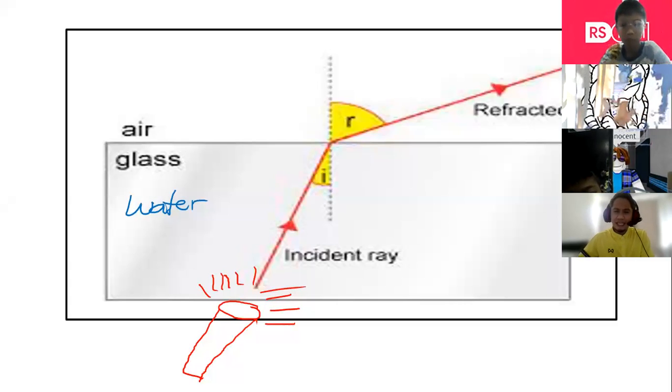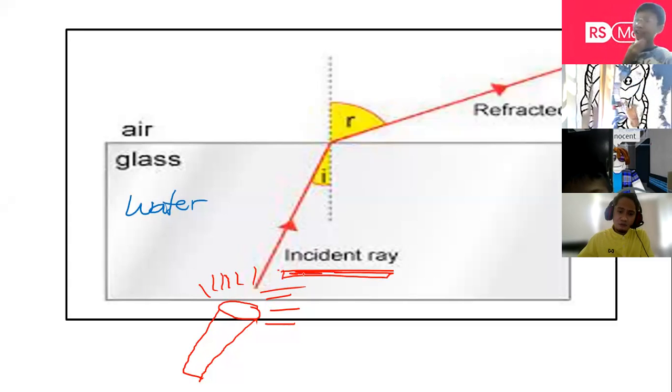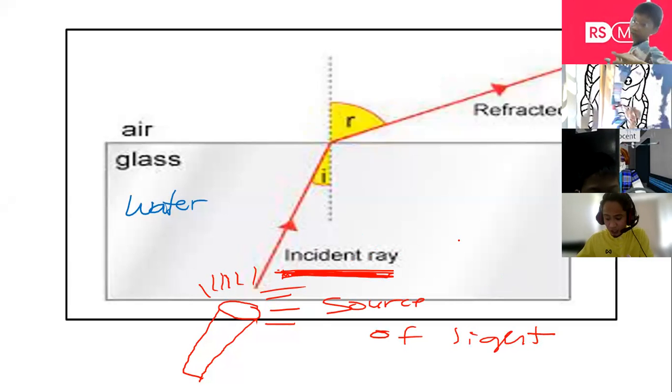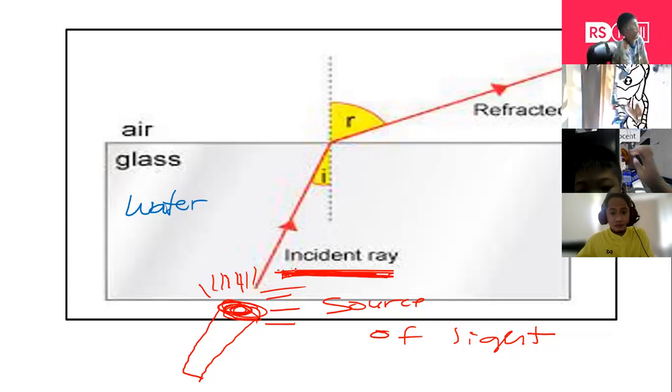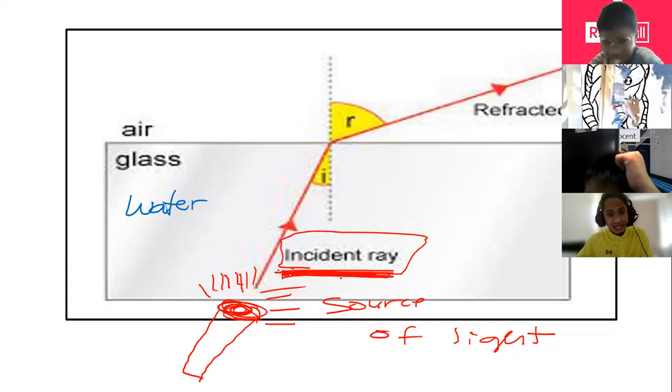What do you mean by incident ray? Incident ray, from what? From where? From light, the source of light. That's why I know that the source of light is from the water here. Because of the incident ray. Because of the word incident ray, the source of light.